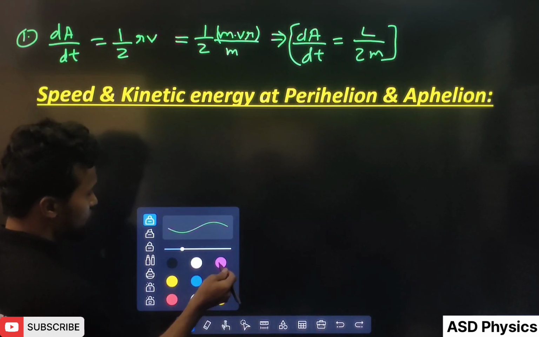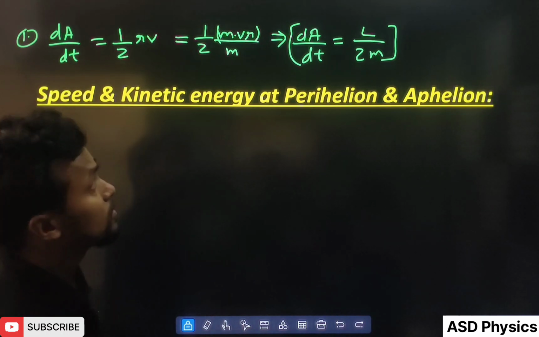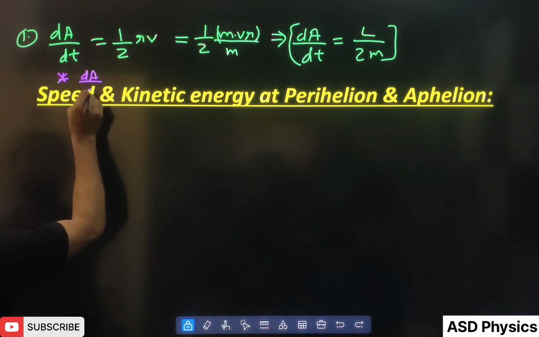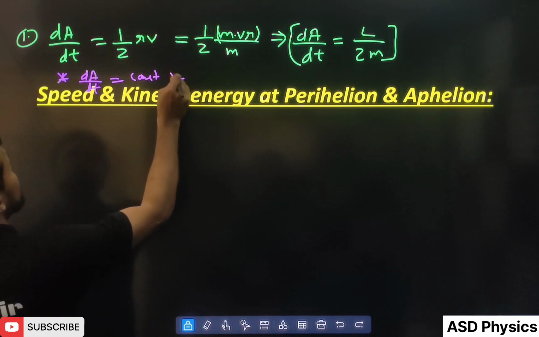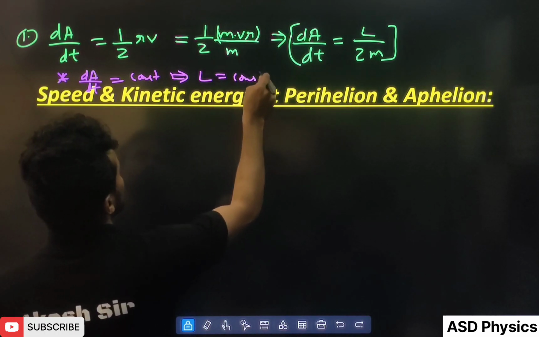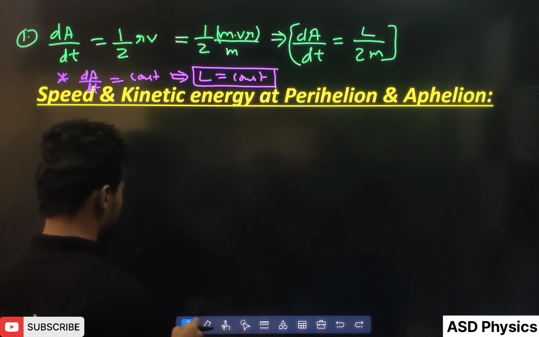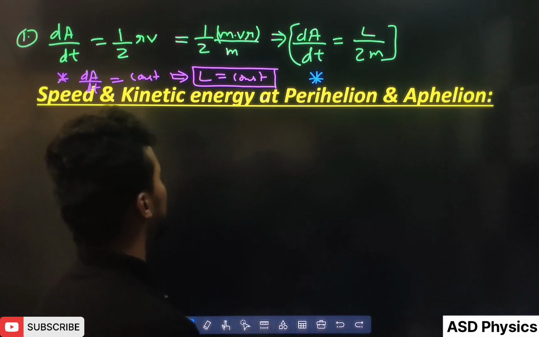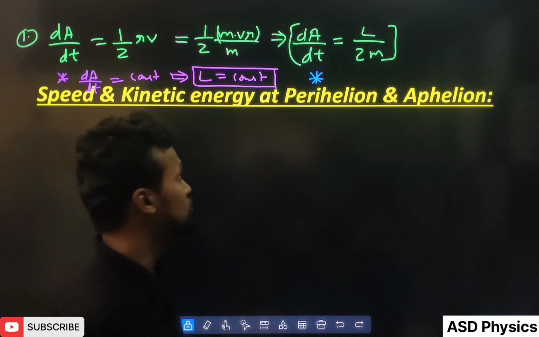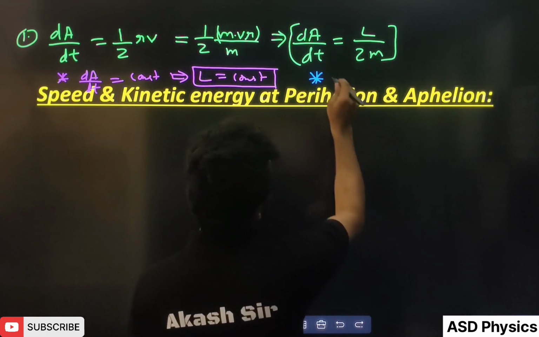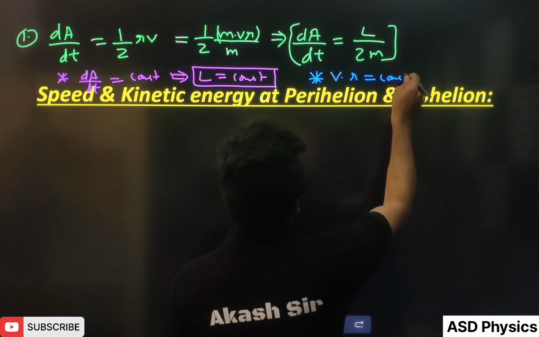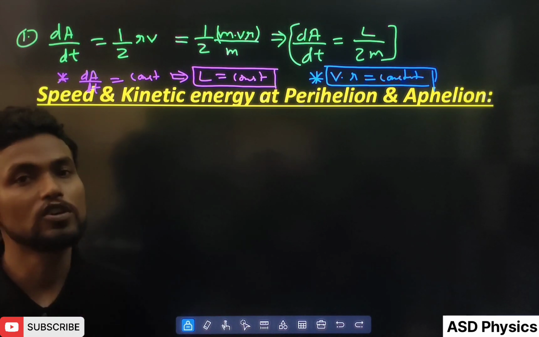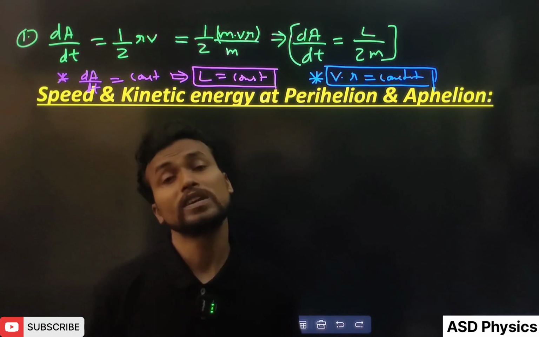You know very well students, the areal velocity is constant. What I have told you is that dA by dt is constant. dA by dt constant means L will be constant, that means angular momentum will be constant. Based on that, we can draw one more thing. As the angular momentum is constant, and L is mvr, the mass of the planet is not changing, so v into r will also be constant. So the second law is very important: areal velocity constant, angular momentum constant, even r into v is also constant.